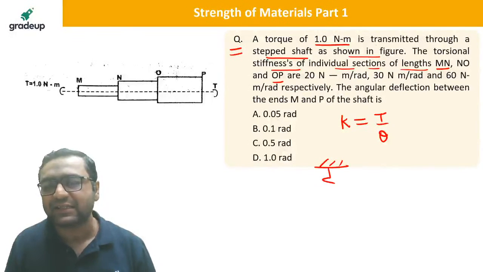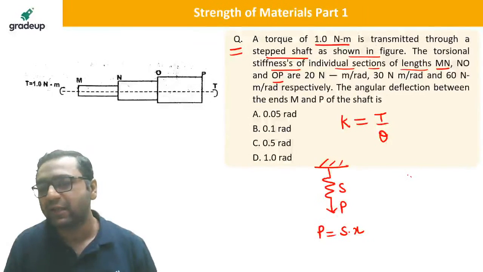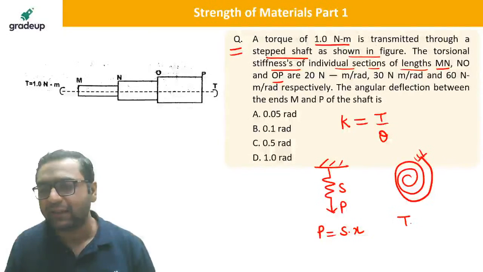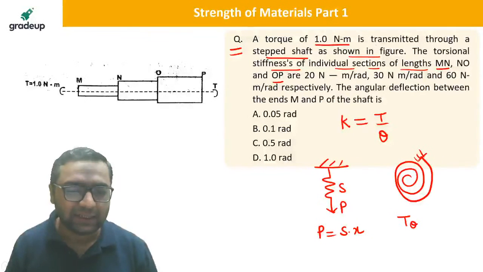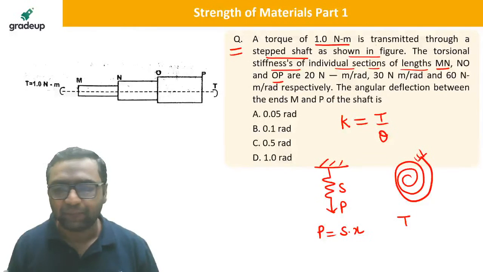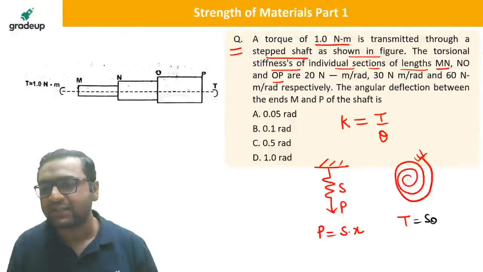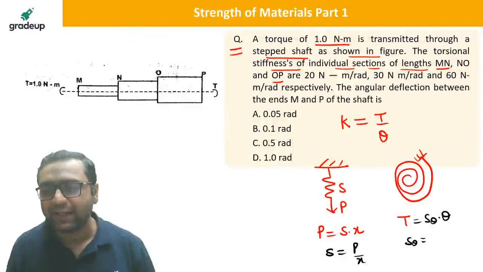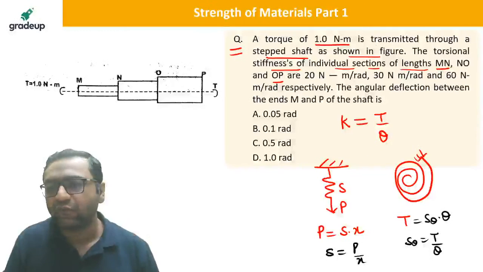Like if I say this is a spring with stiffness S, I am applying a force P. So P will be written as S into X. Similarly, if we have a torsional spring, guys, then T is equal to the torsional stiffness times theta. So similar to that, as S can be written as P by X, the torsional stiffness can be written as T by theta. So you need to find the angular deflection between the end points M and P of the shaft.